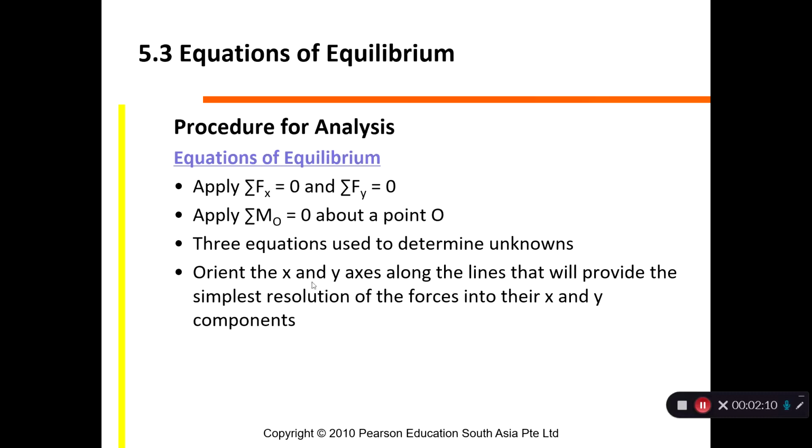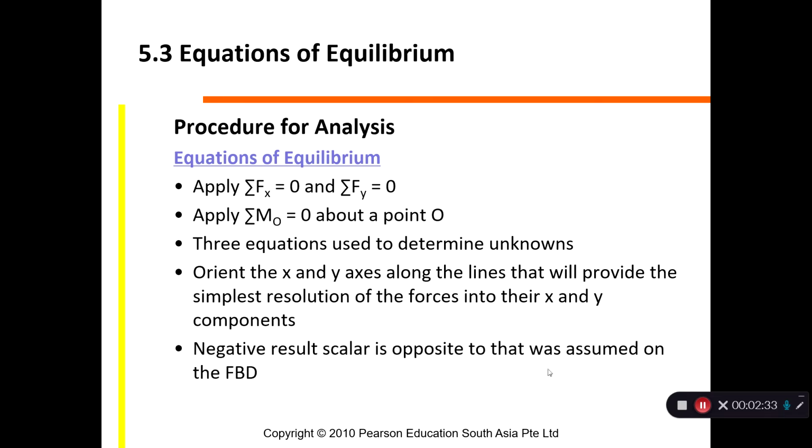Okay, x and y components should be oriented along the lines that will provide the simplest resolution of forces. So typically it's the horizontal and vertical axis, right? But sometimes, as you've seen in the moment chapter, the x and y axes can be rotated by a certain angle. Next, if you have a negative result when you calculate, that means that you have assumed a wrong direction on the FBD. So we'll see this in the example.